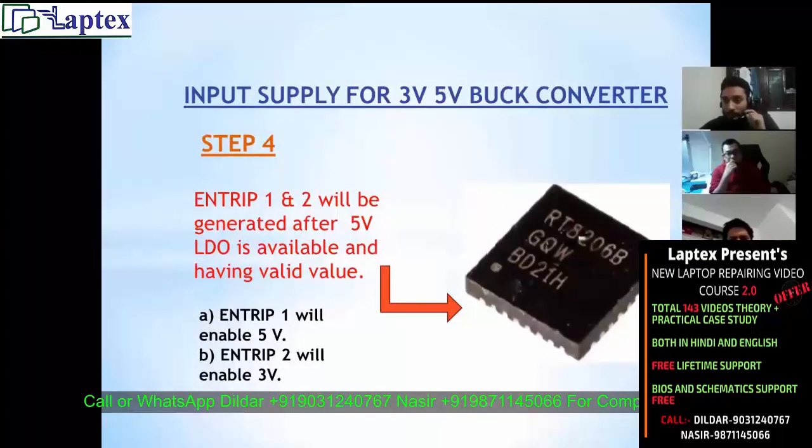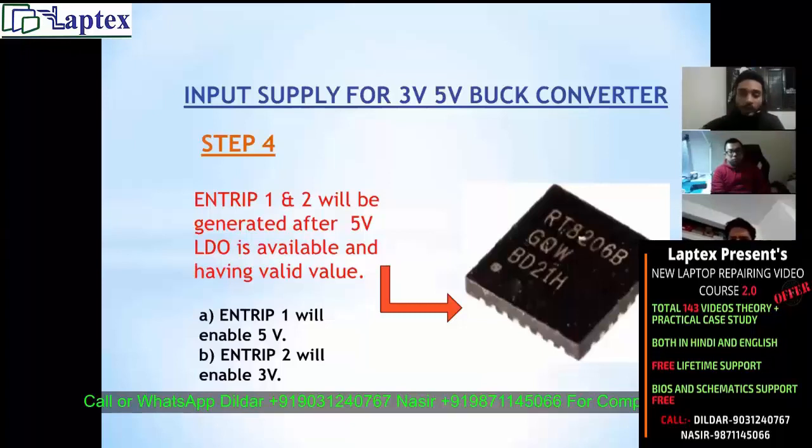After that, this is the point where you will get the voltage at the coil of the 3 volt 5 volt section. Okay, first one is what? N-trip 1 is for the 5 volt supply, N-trip 2 is for the 3 volt supply. These two will be generated after LDO. Remember this, not before LDO.